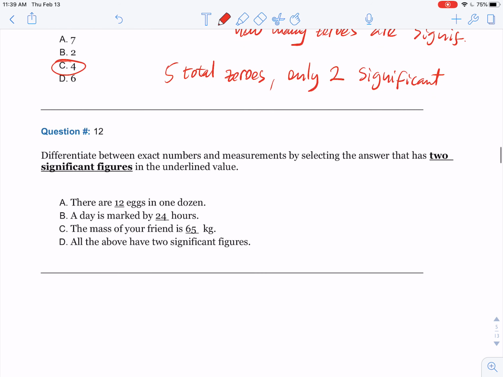This is about differentiating between exact measurements or exact numbers and different measurements. We are looking for the one with 2 significant figures. If it's a number, remember, exact number is infinite significant figures.